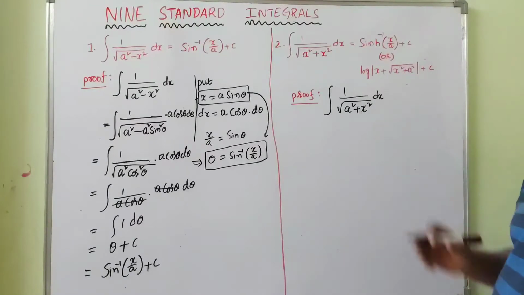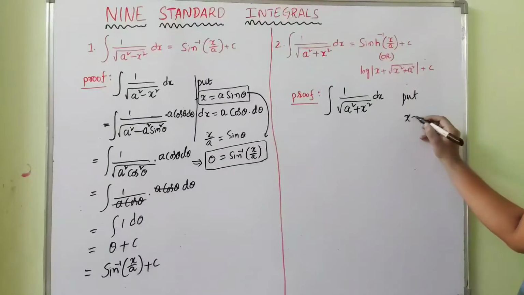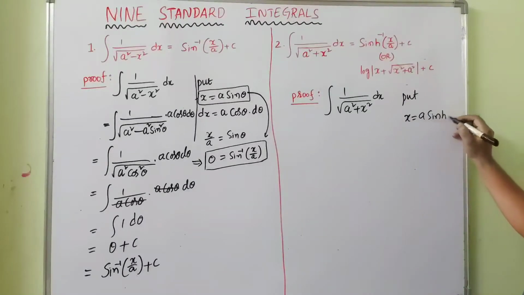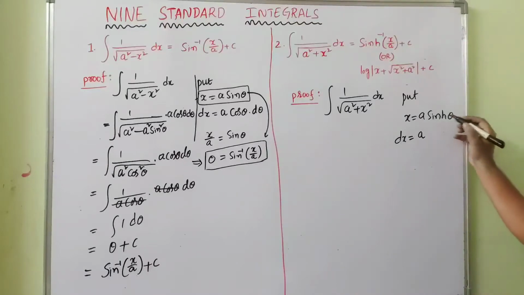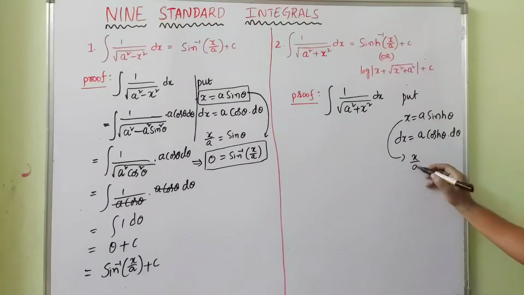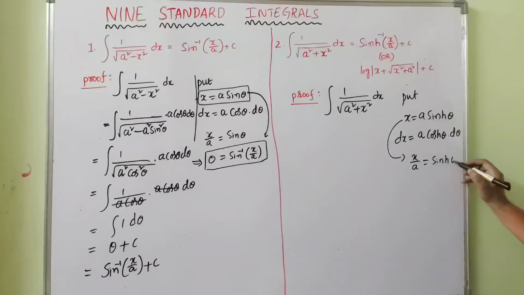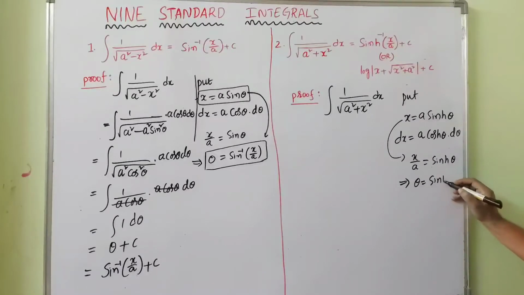Here plus is there. So suitable substitution here is hyperbolic sine. Put x is equal to a sin h theta. Now differentiate dx is equal to a is a constant, write as it is, sin h of theta is cos h of theta into d theta. Now from this you can write x by a is equal to sin h of theta. That implies theta can be written as sin h inverse of x by a.